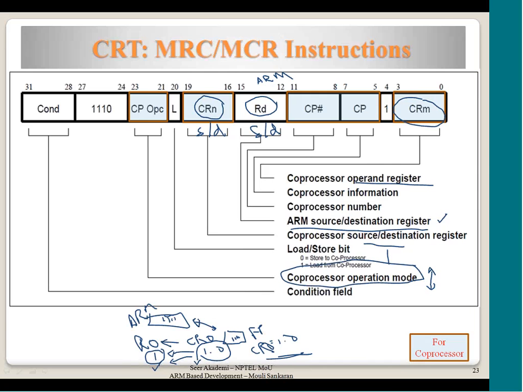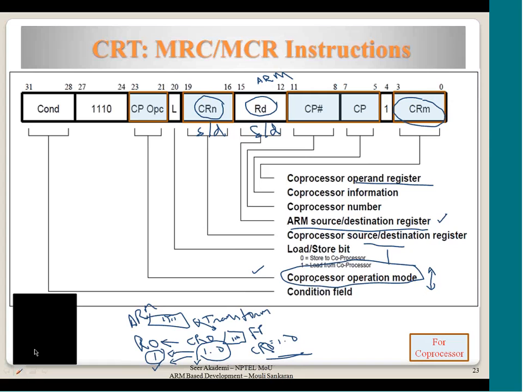So there should be some transformation done. The transformation is specified by this particular operation mode. Okay, good. So let us see.